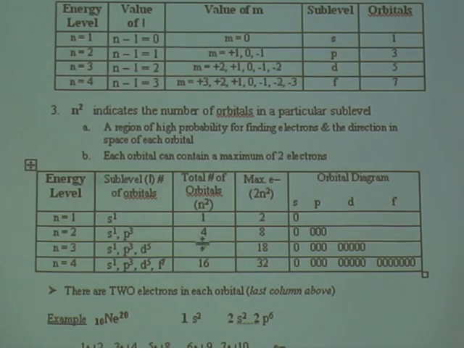Energy level 3, n squared would be 9 different orbitals. You can have the 3s, that's 1. You can have 3 3p's, that's 3 more, that's 4 total. And d can have 5 orbitals. If you add those up, that would be 9.